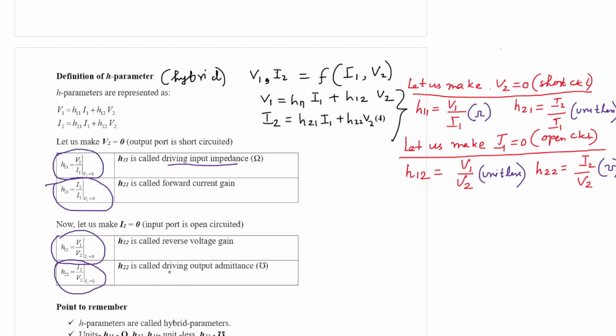H22 is I2 by V2, and it is called the driving output admittance. I2 by I1 is called the forward current gain, because in the numerator we have the output port. And V1 by V2 is called the reverse voltage gain. These are the definitions of H parameters.